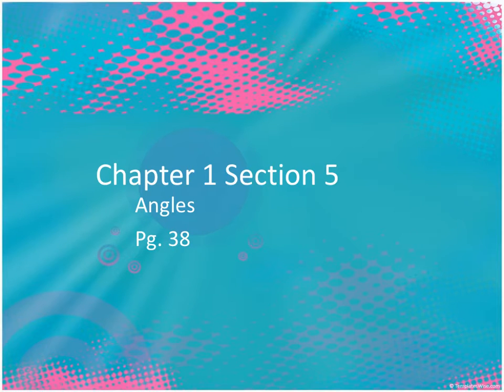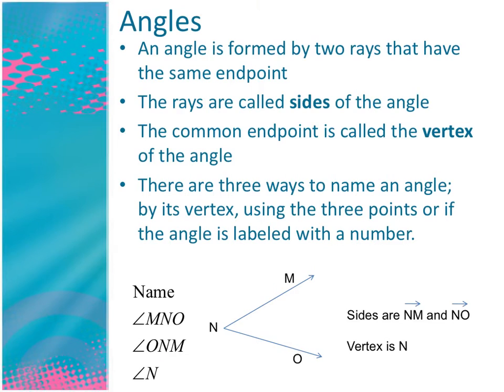So today we're going to cover section 5, which is on angles. An angle is formed by two rays that have the same endpoint. The rays are called the sides of the angle. The common endpoint is called the vertex of the angle.